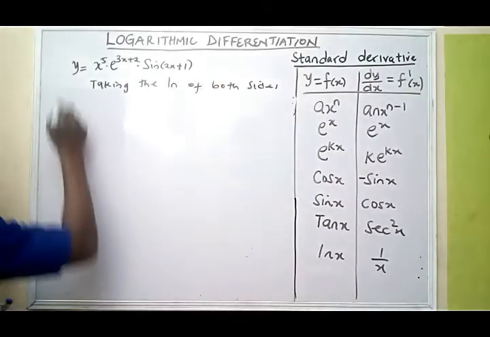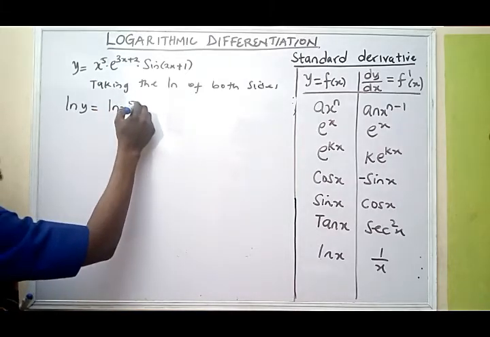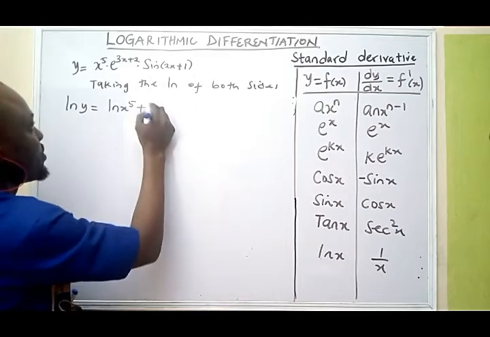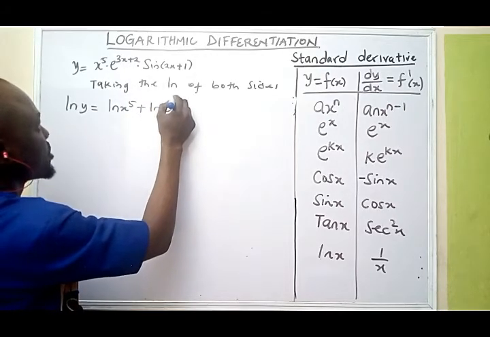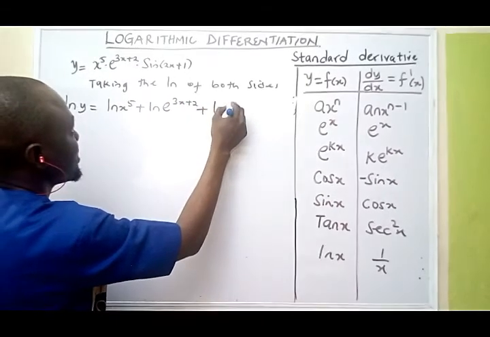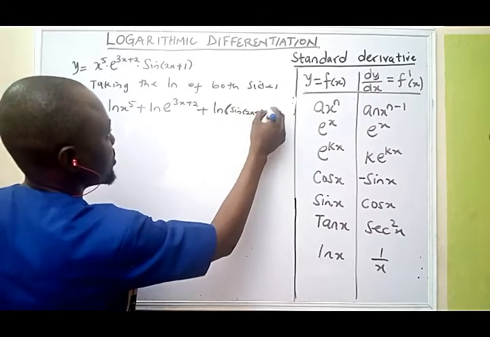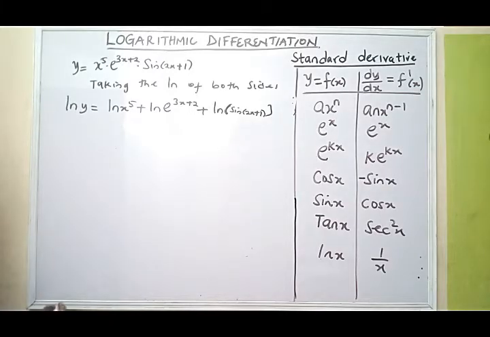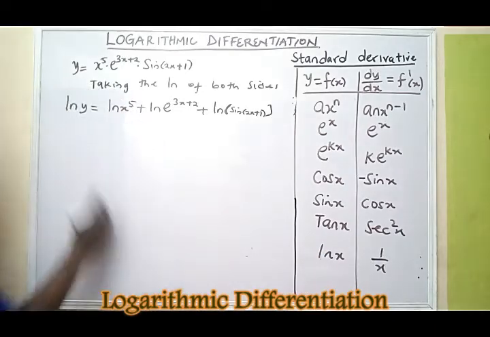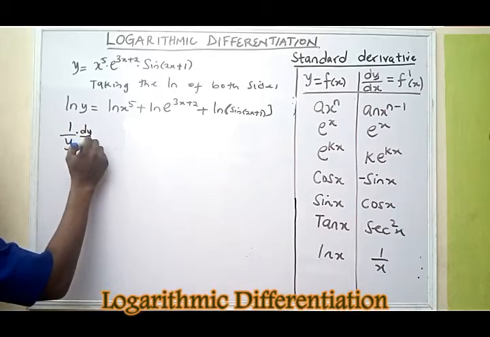If we do that, we arrive at ln y equals ln x raised to the power 5 plus, because for products you add and for quotients you subtract, ln e raised to 3x plus 2, plus ln sine of 2x plus 1. Now the next thing I'm going to do: the derivative of ln y will be 1 over y times dy/dx.